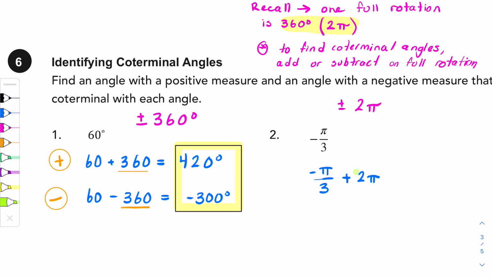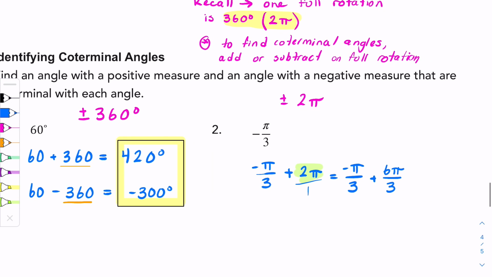Adding 2 pi is the same thing as adding, let me write this again. So negative pi over 3. Instead of adding 2 pi, we're going to convert to a common denominator, which is 3. So if you have 2 over 1, multiply the top and bottom by 3, you have 6 pi over 3. Now you add these together, you add only your numerators. So negative pi plus 6 pi is 5 pi over 3. There's your positive coterminal angle, and we found that by adding 2 pi.